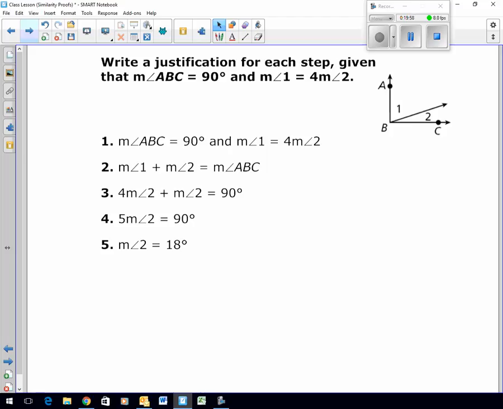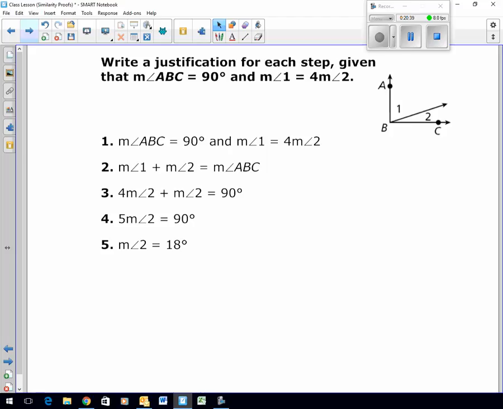We did problems like this. You wanted numbers involved, right? We're about to get there. What do I know about angle 1? Angle 1 is 4 times the measure of angle 2. If angle 1 plus angle 2 equals angle ABC, that means 4 times the measure of angle 2 plus the measure of angle 2 equals 90.